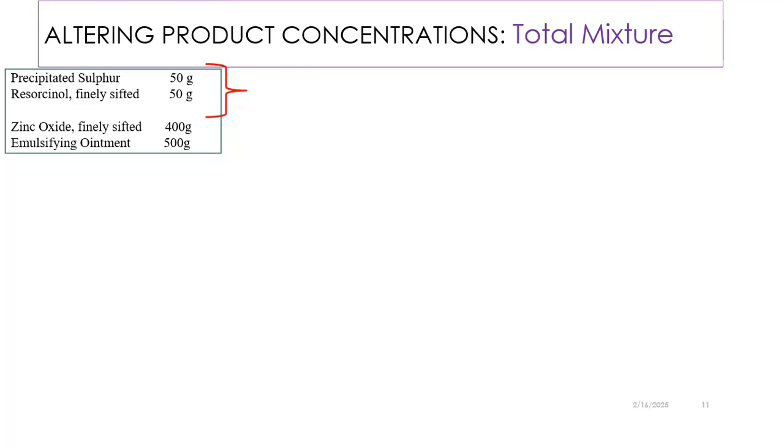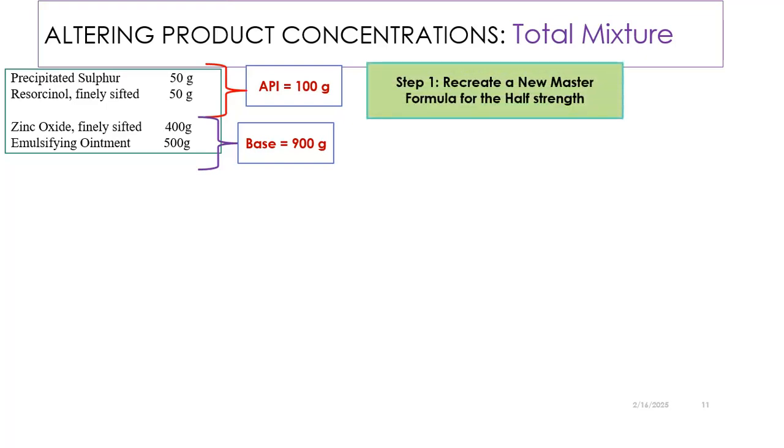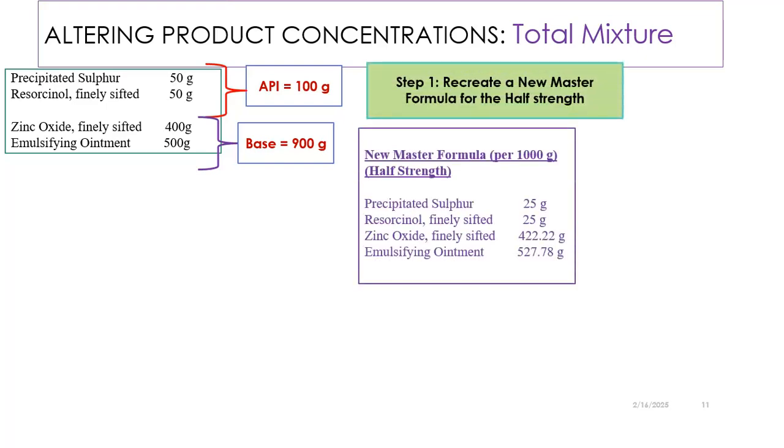Now, remember, the precipitated sulfur and resorcinol were 50 grams, adding up to 100 grams in the recipe. The zinc oxide and emulsifying ointment, 400 and 500 grams, adding up to 900 grams in the recipe. And so we are going to recreate this master formula to a half strength, where now the API is 25 grams. We're halving the active and redistributing the portion.